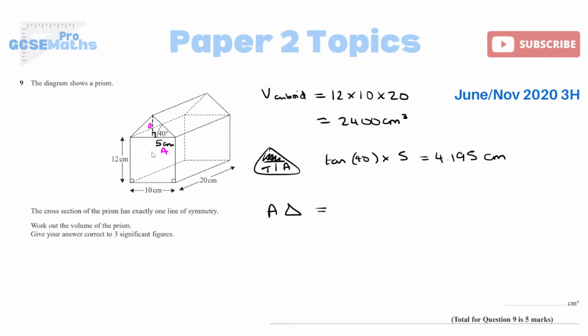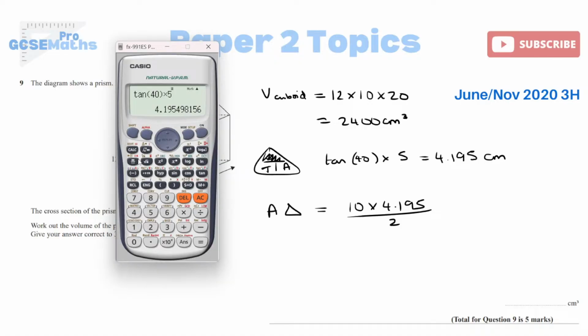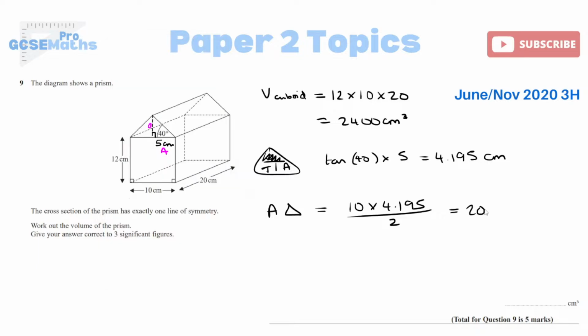So now I know the base of the smaller triangle is 5. But I'm going to do the whole triangle, right? I'm focusing on the whole thing, where the base was 10, wasn't it? Times the height, which is 4.195, over 2. So get your calculator out. I'm going to copy my answer. So 10 times answer, just so I get all the decimals, because again, we're not right at the end yet. So the area of the triangle is 20.977 centimeters squared.